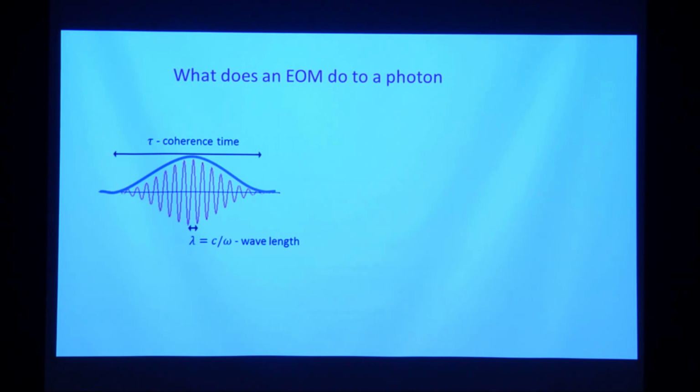I guess a lot of people haven't heard about this electro-optical modulator, so I'll just spend one slide explaining what they do. I have my single photon, I have some wave packet, I have the amplitude which is oscillating. And if I Fourier transform it, you probably know that I get the frequency and I get some width related to this time.